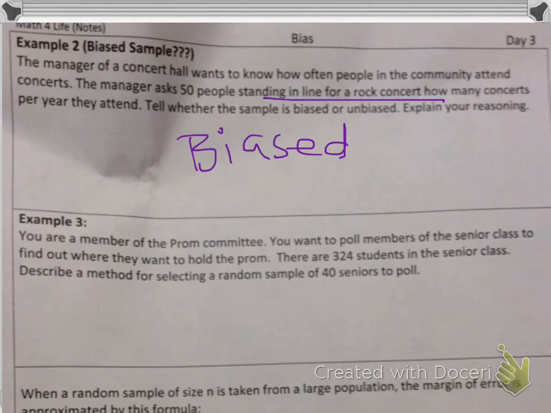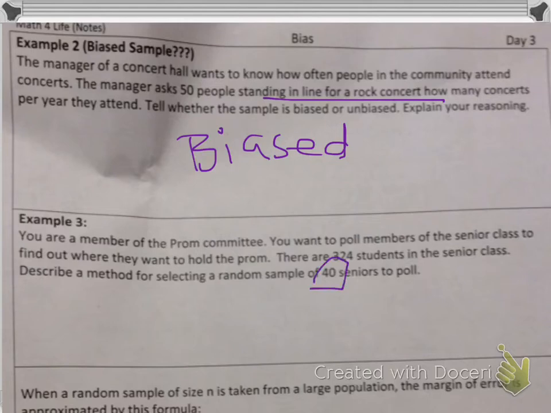Example 3. You are a member of the prom committee. You want to poll members of the senior class to find out where they want to hold the prom. There are 324 students in the senior class. Describe a method for selecting a random sample of 40 seniors to poll.